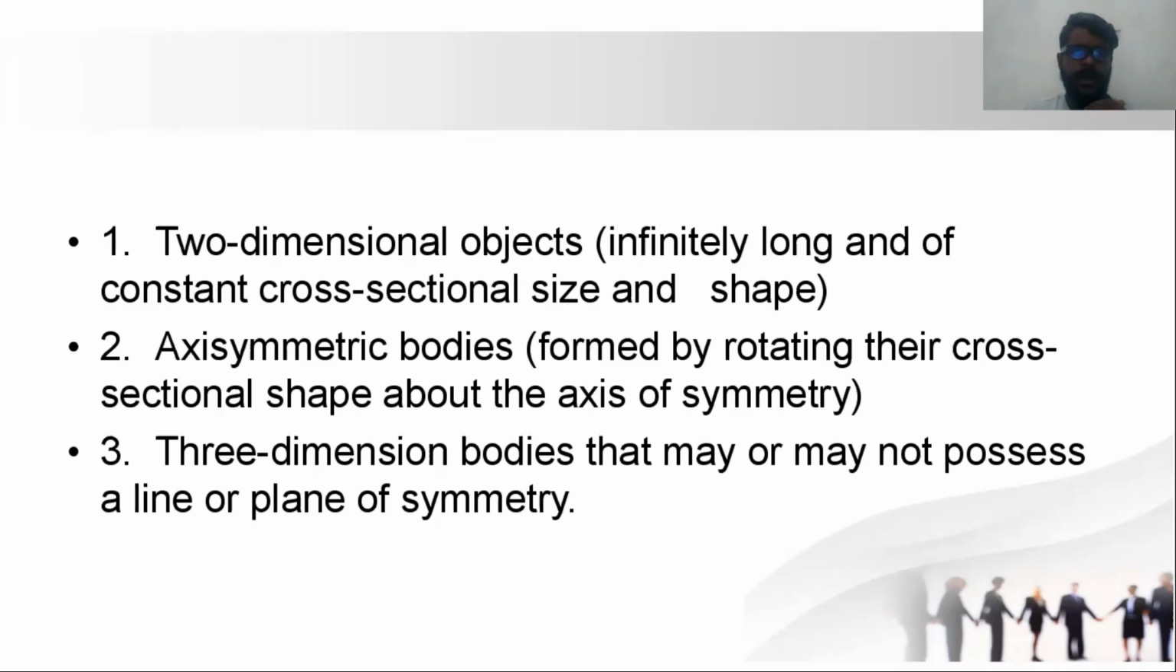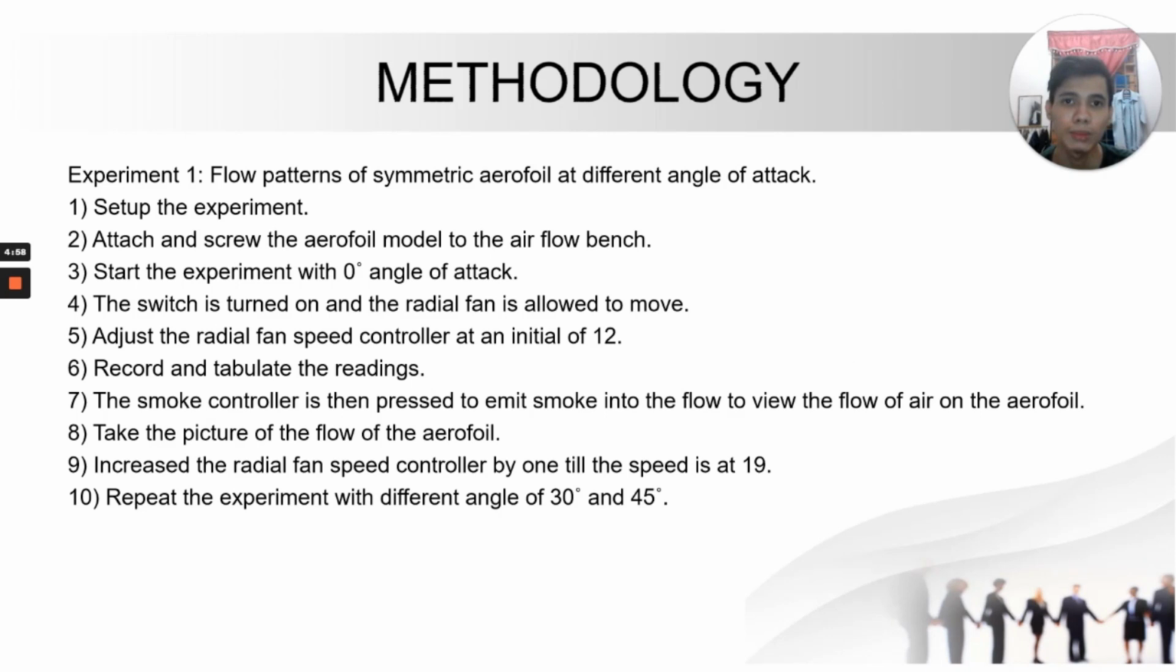Moving on to the third point, a three-dimensional body may or may not possess a line or plane of symmetry, as mentioned in point 2, where the axis of symmetry is also a main point where the object can move away from the direction or even away from the line or plane of symmetry. Let's proceed with the methodology.